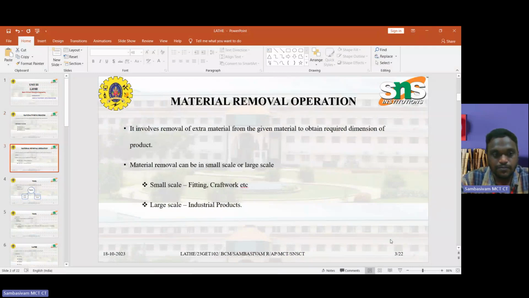Manufacturing always comes under material removal operations. So what are material removal operations? Normally you remove material from the basic material, that is, the removal of extra material from the given material to obtain the required dimensions of the product. It can be used for small scale fitting as well as large scale industrial projects.